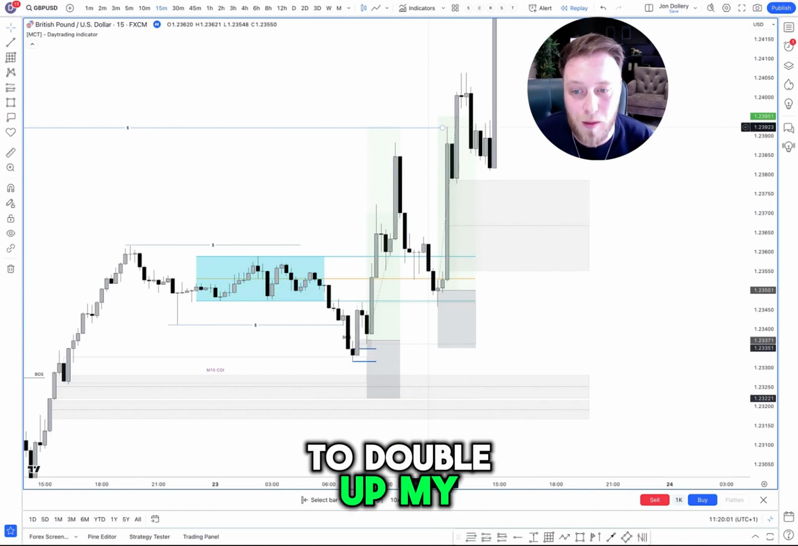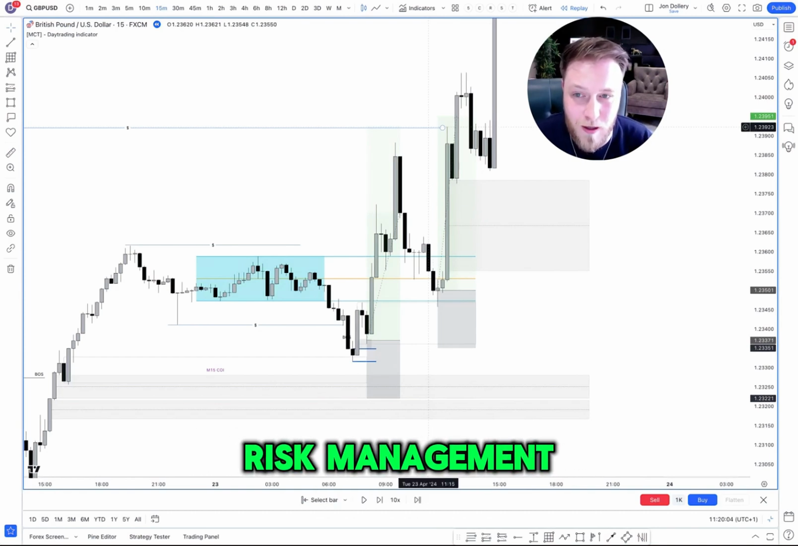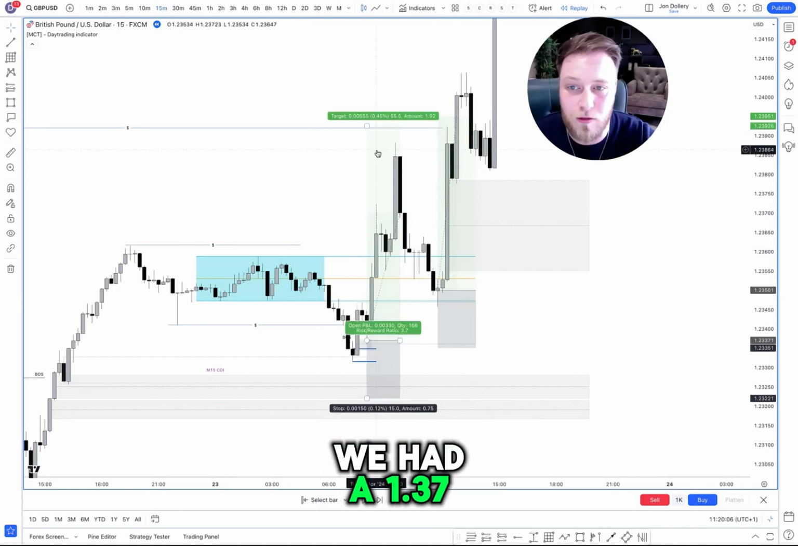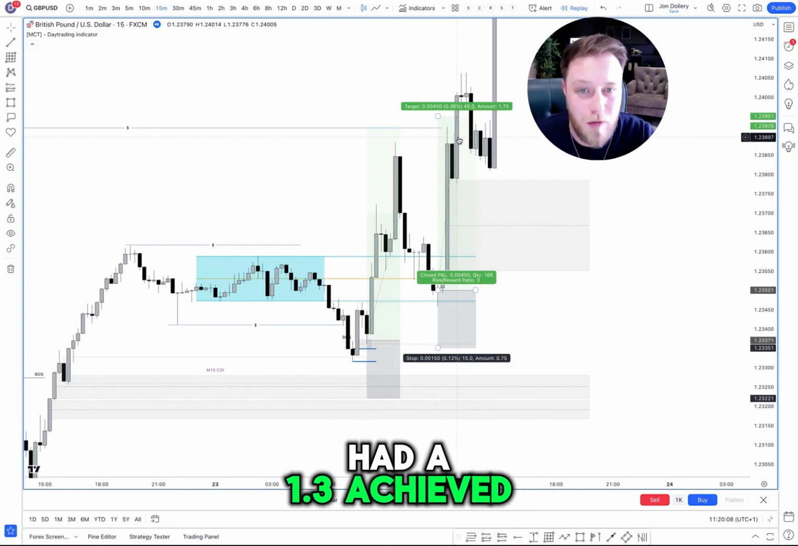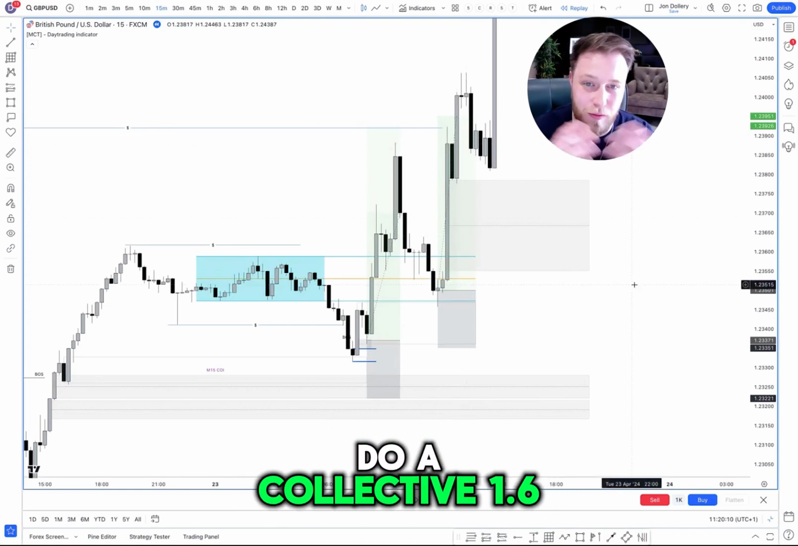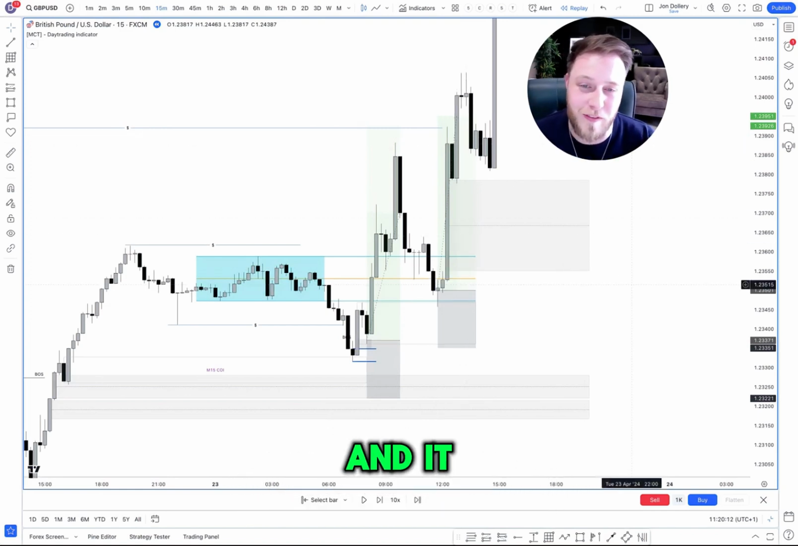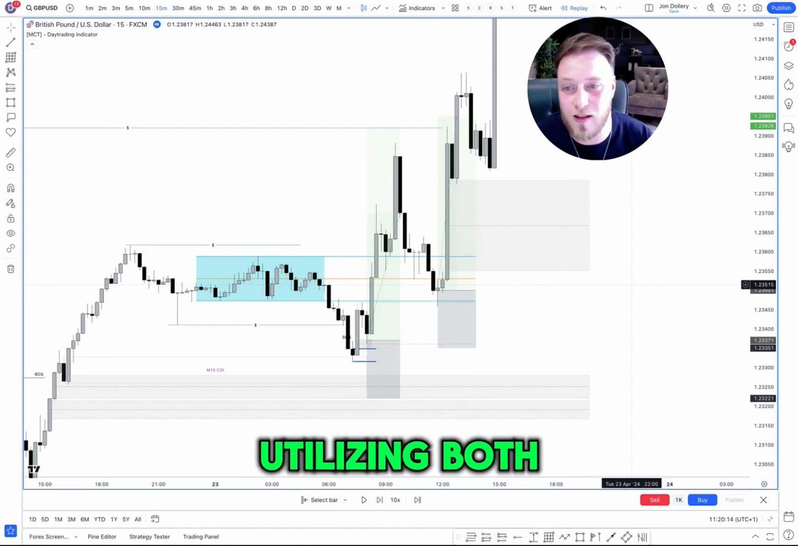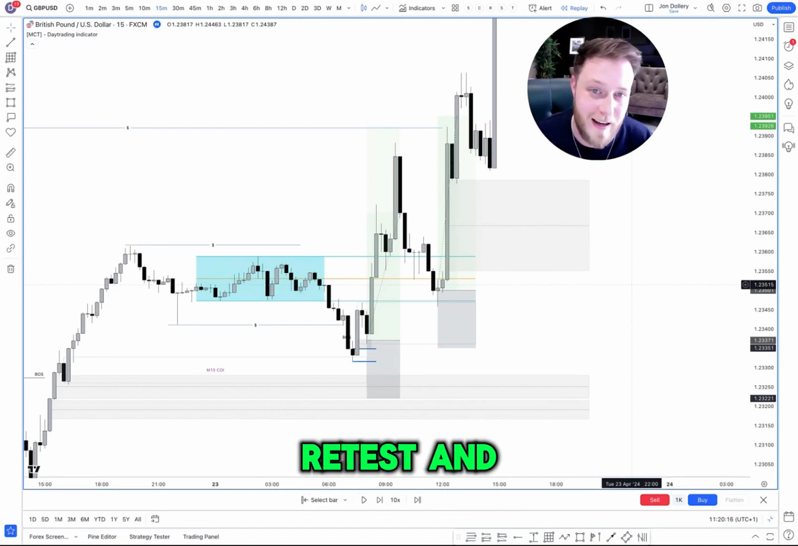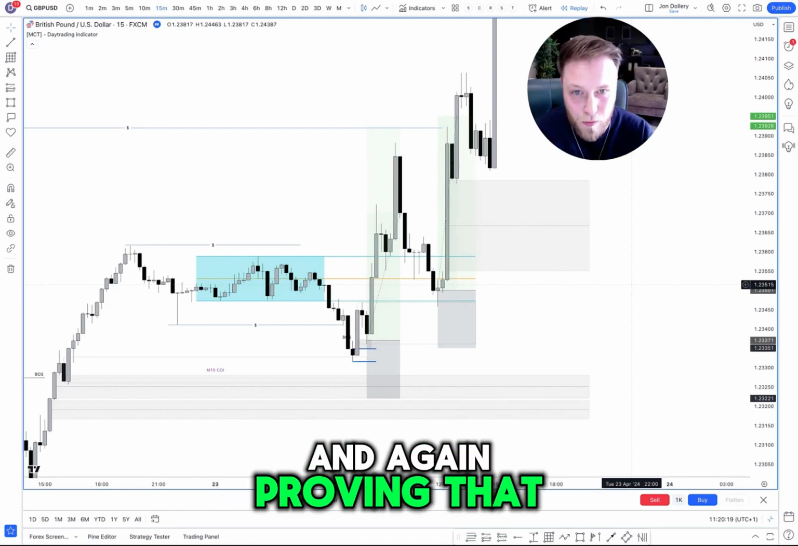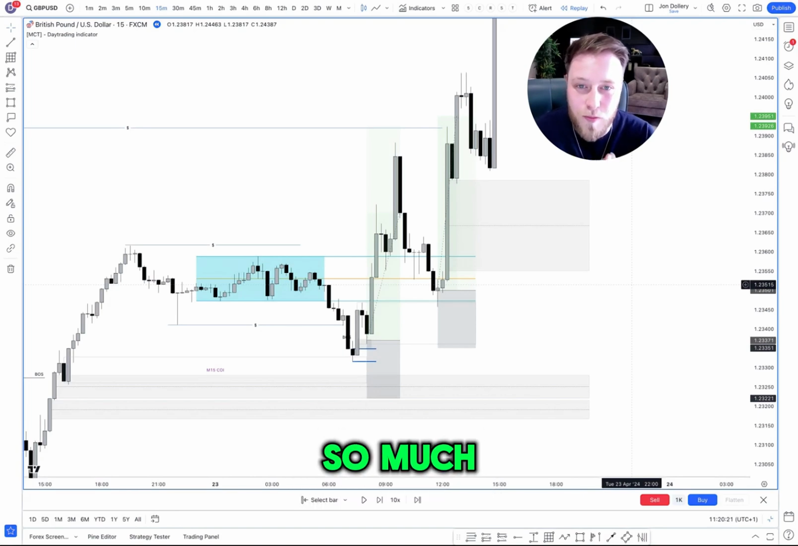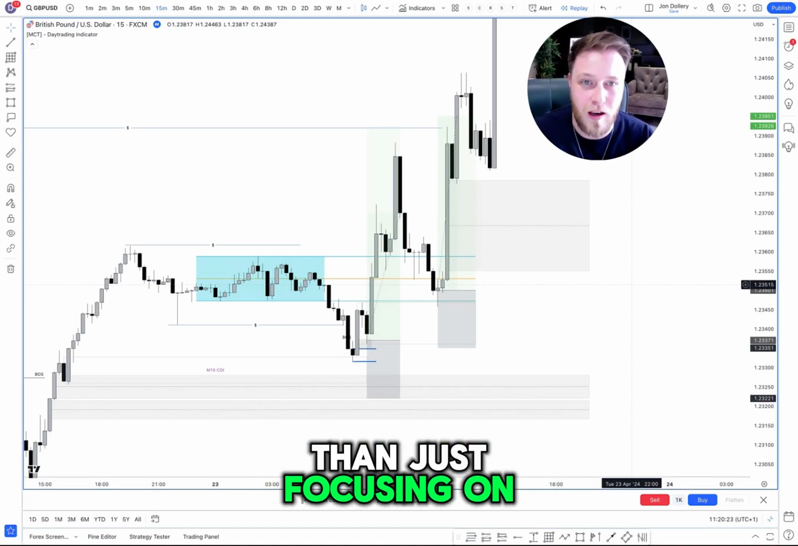So I was able to double up my position with correct risk management, and collectively we had a 1.37 achieved, and we also had a 1.3 achieved. So we managed to do a collective 1 to 6 risk to reward, and it was a fantastic day in the market utilizing both Asian range strategies, retest and re-entry strategies, and again proving that having a target is so much more important than just focusing on your entries.